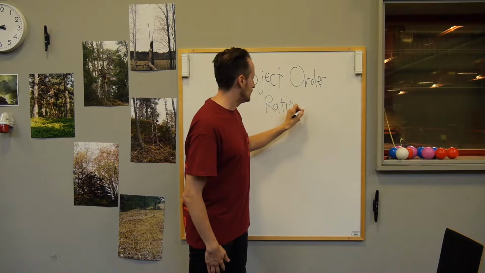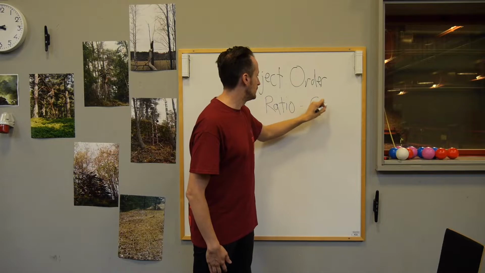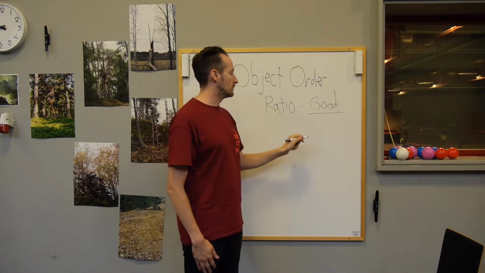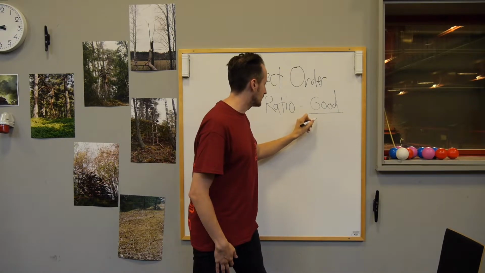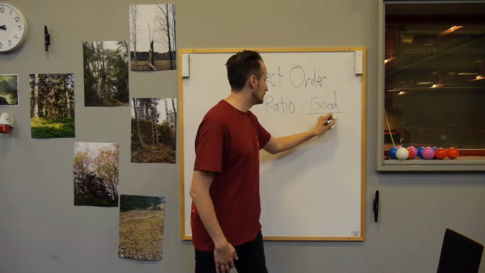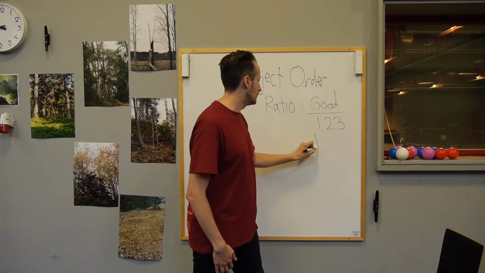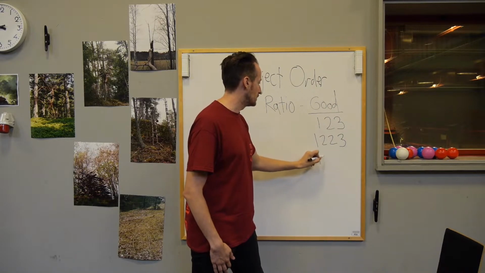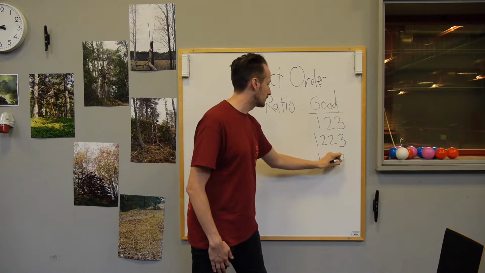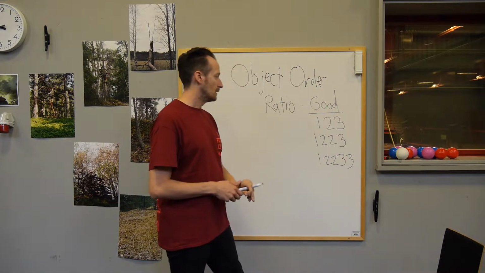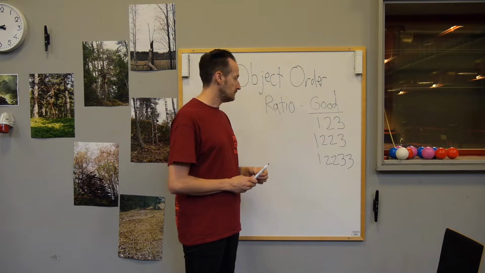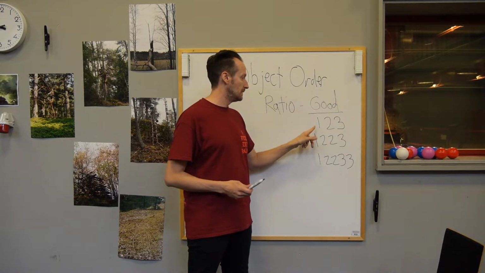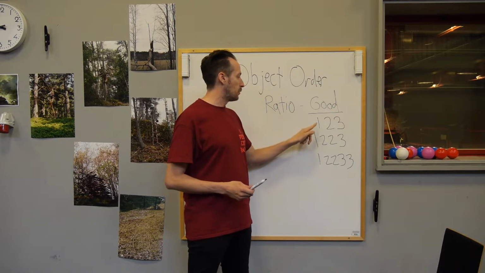So let's see. Let's do good ones here. And of the good ratios we had, they were like this. 1, 2, 3. 1, 2, 2, 3. And 1, 2, 2, 3, 3. So I want to explain this a little bit. Again, here, it's pretty obvious, but as a starting point, it's good. We have the ratio of 1, 2, 3.